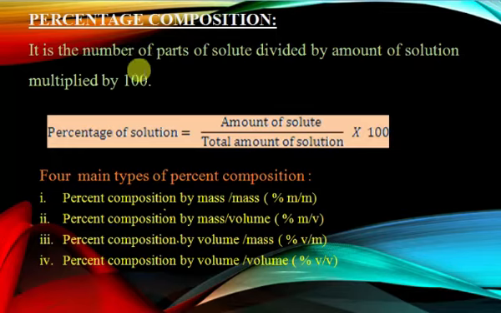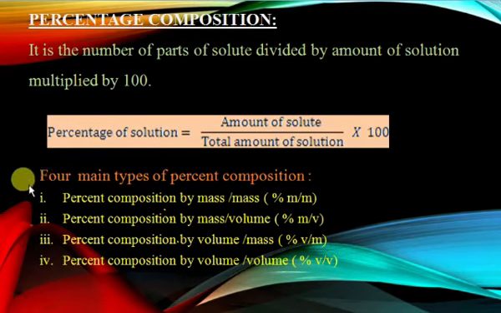In terms of solution, how will you find the percentage of a solution? The amount of solute, usually taken in grams or in volume in centimeter cube, is divided by the total amount of solution, also in grams or in volume in centimeter cube, and multiplied by 100. So this is the method for determining the percentage of a solution.